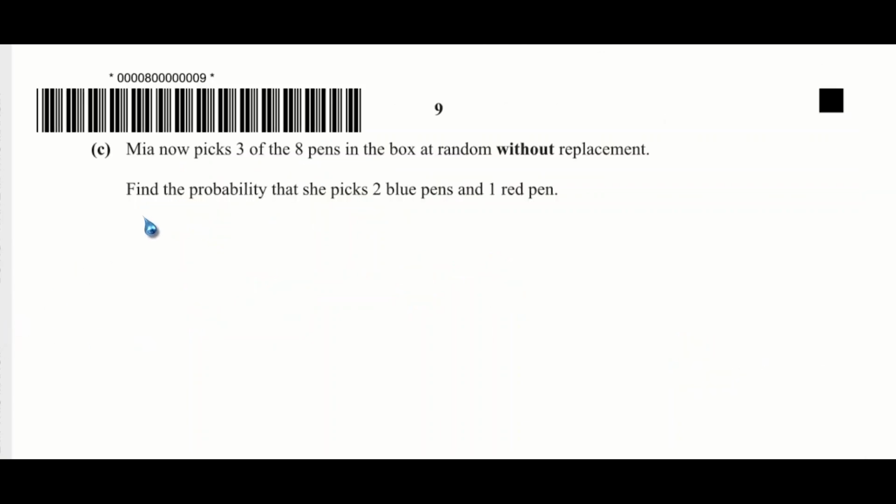Mia now picks 3 of the 8 pens in the box at random without replacement. Find the probability that she picks 2 blue pens and 1 red. We have 3 arrangements here. We are considering B, B, and R, but we don't know the order. So it could be the probability of BBR, or the probability of RBB, and the last possibility is the probability of BRB.